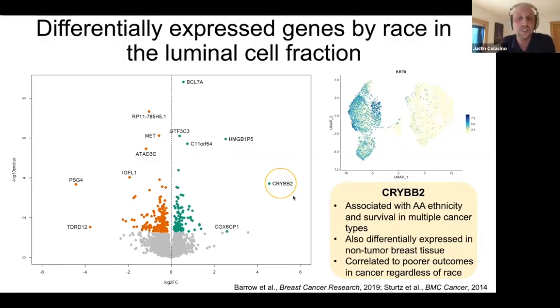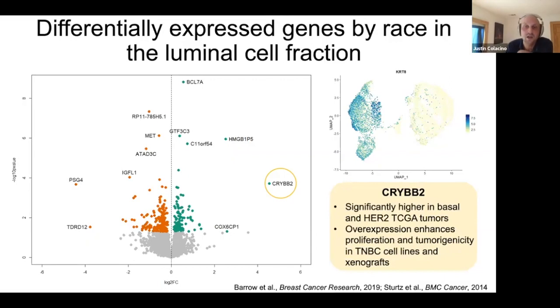So one is this gene CRYBB2, which has previously been associated with African American ancestry and ethnicity and survival in multiple cancer types. This is about 15 times upregulated in African American cells. It's also correlated with poorer outcomes in cancer regardless of race. Tends to be higher expressed in basal and HER2 breast cancers. And then some functional experiments in a nice paper in Breast Cancer Research last year showed that overexpression enhances proliferation and tumorigenicity in triple negative breast cancer cell lines and xenografts, potentially pointing to a functional gene that might in part explain why breast cancers in African American women are so much more aggressive.